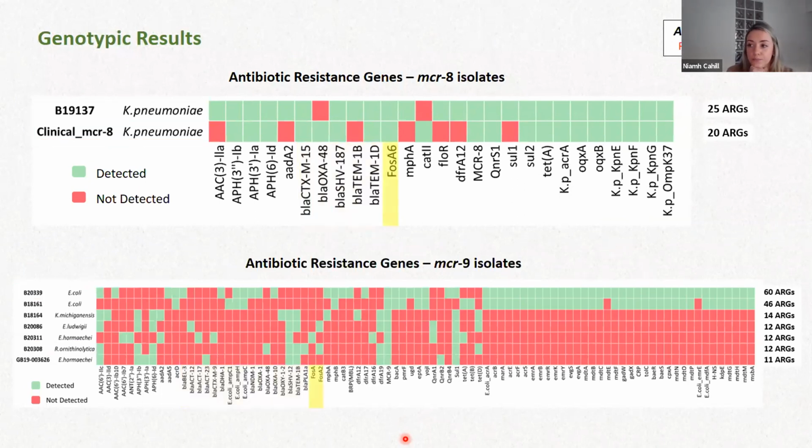We also have here 3 genes that I've highlighted that are all associated with conferring resistance to fosfomycin. Fosfomycin is a reserve antibiotic for carbapenem resistant infections also. So this is another concerning finding.